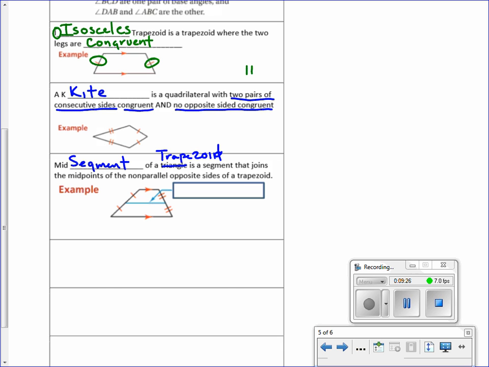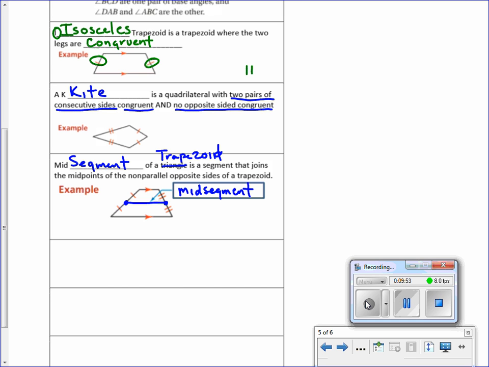The mid-segment of a trapezoid is a segment that joins the midpoints of the two non-parallel opposite sides of the trapezoid, okay? So for a mid-segment, you grab the midpoints, and you draw a connector like that, a segment, and we now have our mid-segment. Now, that's an old word. We've had that word before, back when we were dealing with side splitter and all that stuff. Okay, well, that's it for your vocabulary words.